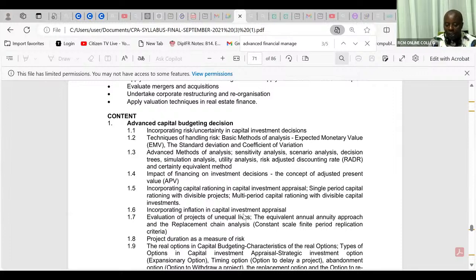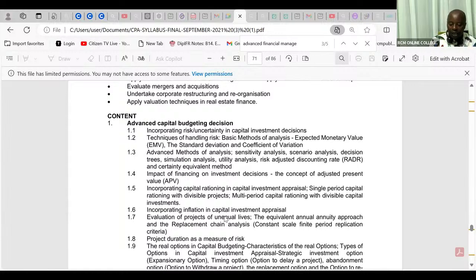Incorporating inflation in capital investment appraisal, this is very, very common in your exams. Evaluation of projects over unequal lives, using the equivalent annuity approach and the replacement chain analysis, constant scale finite period replication criteria. Very easy, you should be able to look at that.